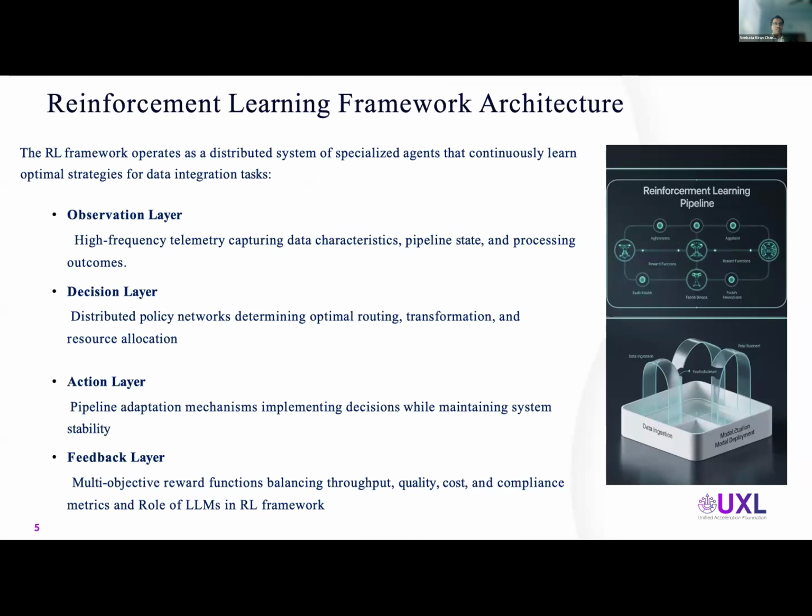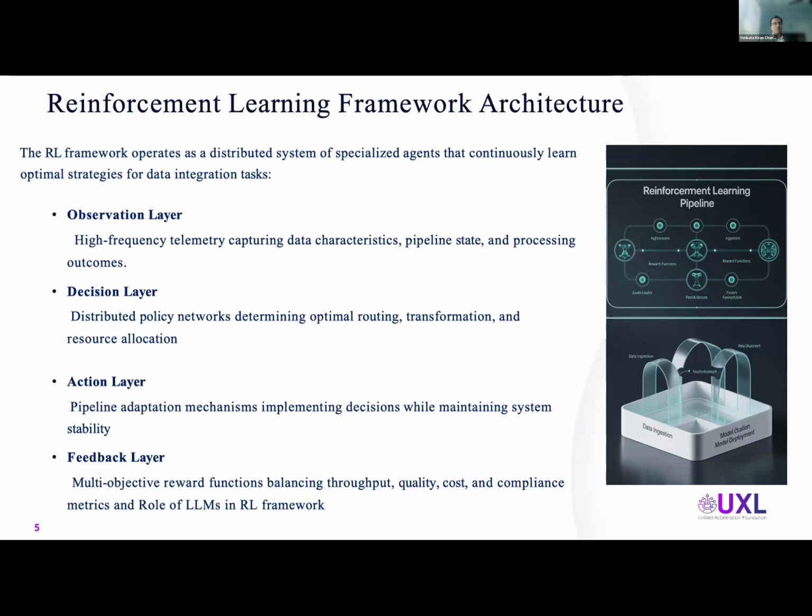Now let's see how RL works as a decision-making framework, how many layers it consists of, and how it is going to work. Basically, the architecture behind reinforcement learning. It consists of 4 interacting layers. Actually, it is 5. I'll talk about the fifth one. The observation layer is the first one that captures fine-grained telemetry, data quality metrics, schema drifts, pipeline latencies, throughputs, and error patterns.